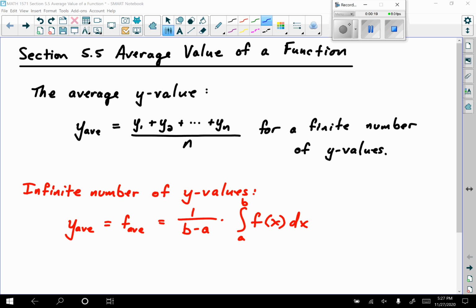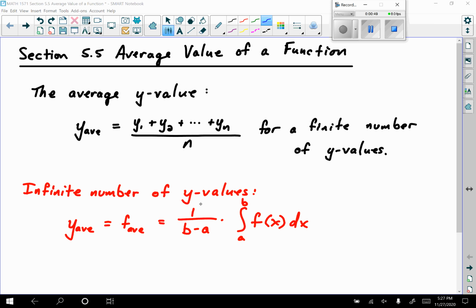So when we have a finite number of y values, this is what we would just indicate it as. I'm just using the book's notation, y sub av, so AVE here. So it's the average y value. And again, here we are just adding up all the y values. If we have n y values, we add them all up, we divide by n, telling us how many values we have. When we have an infinite number of y values, we bring in calculus. So these are the two notations we can see. It's the average y value or the average value of f of x.